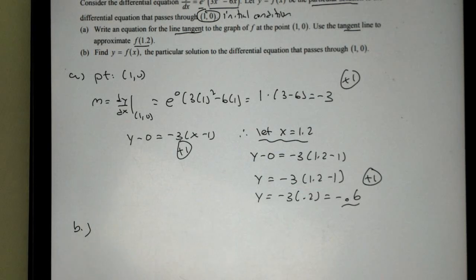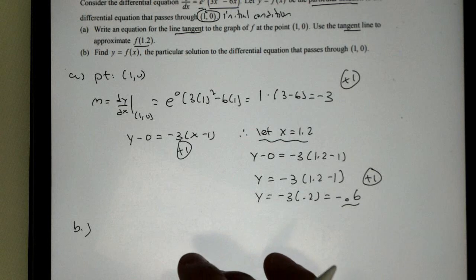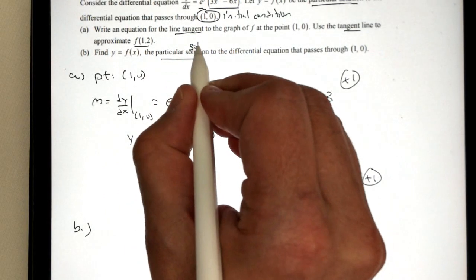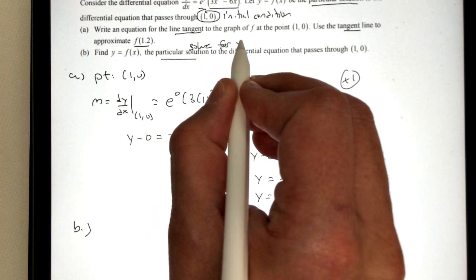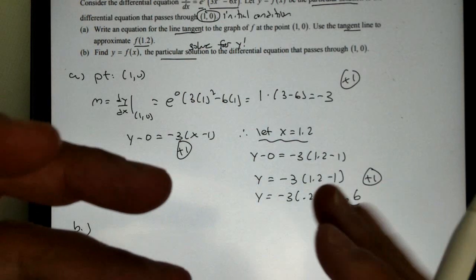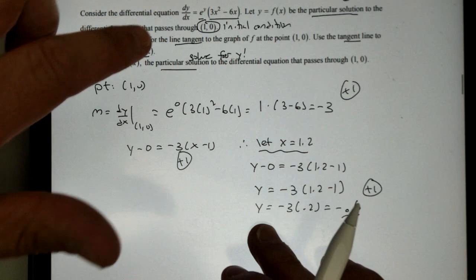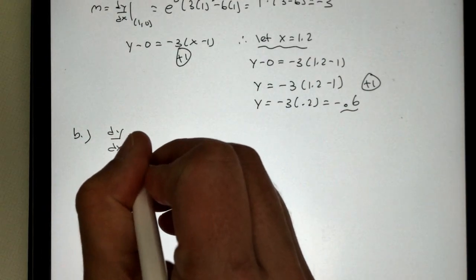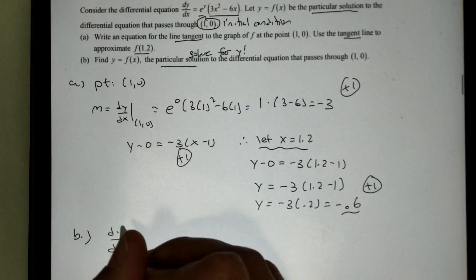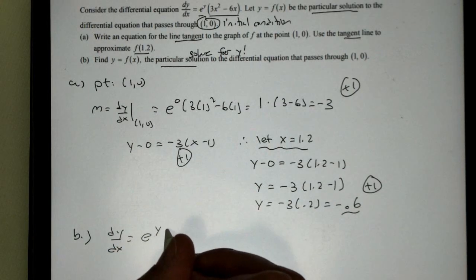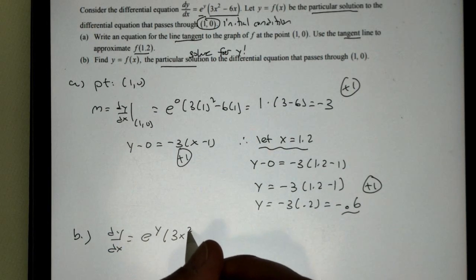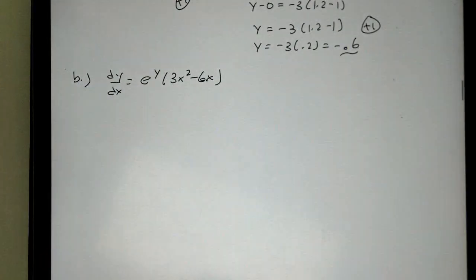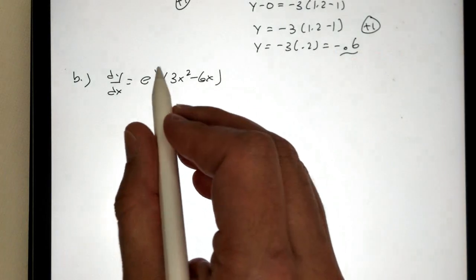Question 4, this is where it gets real. Now it says find the particular solution. Now they want me to solve for y, which means we have to undo this derivative. So I'm going to rewrite it. dy/dx is e to the y times 3x squared minus 6x. So now I want to solve for this y here.